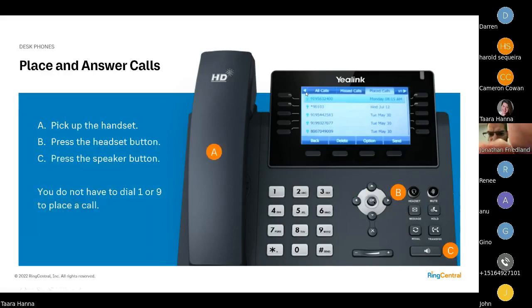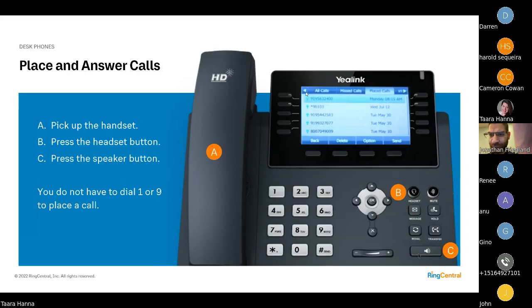When it comes time to making and receiving calls, it's pretty easy. You can pick up the handset, select the headset or speaker buttons, and then just dial the number you'd like to call. You do not need to dial a 9 or a 1 to dial outside. Just give us the area code and phone number, and that's all we care about. To answer a call, you also just pick up the handset or select the headset or speaker, depending on how you want to answer that call.